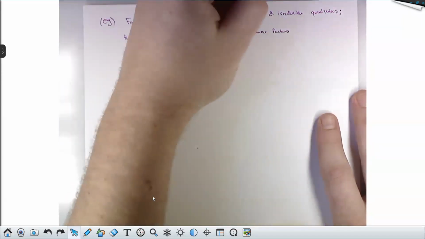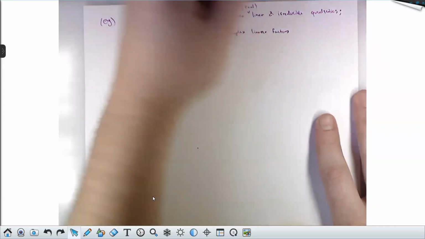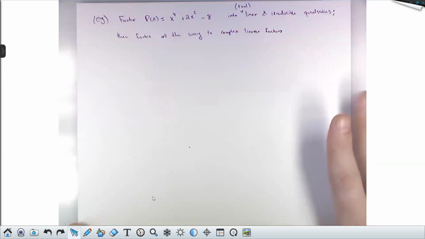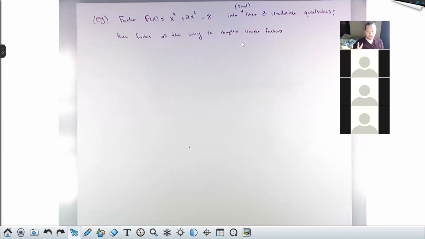So when I say into linear and quadratics here, I mean real linear. Our theorem guarantees that any polynomial can be written as a product of real linear factors and real irreducible quadratic factors. And then the fundamental theorem of algebra guarantees that we can factor all the way down into linear factors if we're willing to work with complex numbers. All right. So we've got two tasks here.